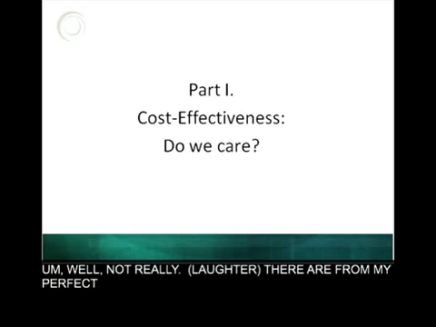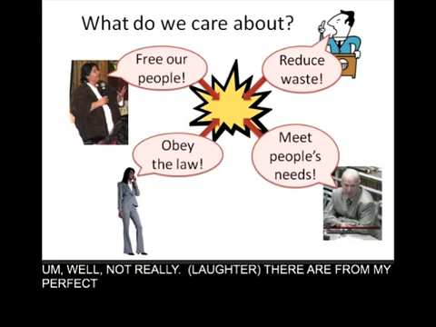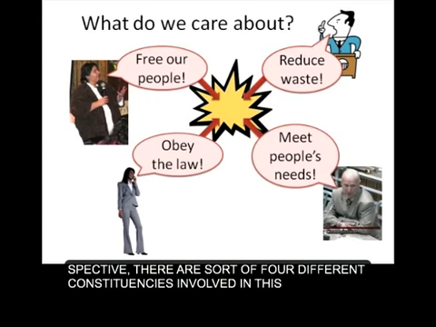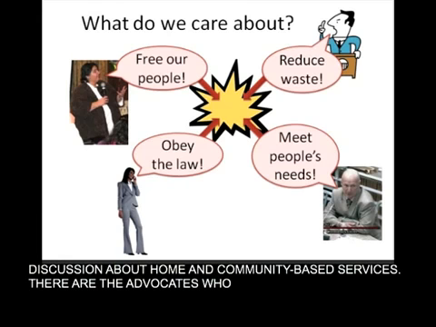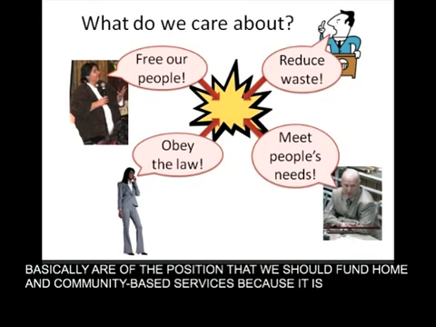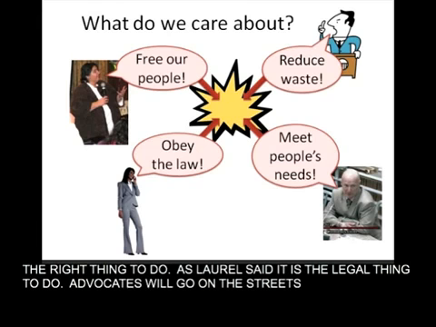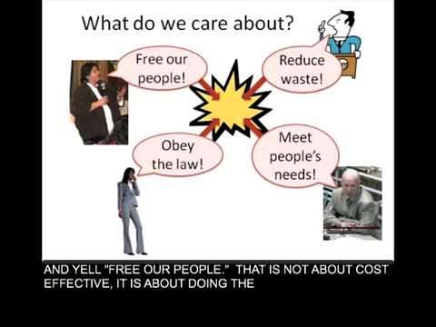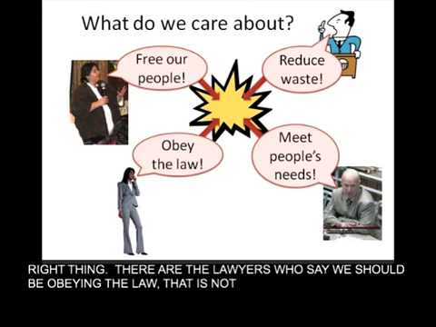Do we care? Well, not really. From my perspective, there are sort of 4 different constituencies involved in this discussion about home and community-based services. There are the advocates who basically are of the position that we should fund home and community-based services because it's the right thing to do, because, as Laurel said, it's the legal thing to do. Advocates will go on the streets and yell, "Free our people." That's not about cost effectiveness. It's about doing the right thing.